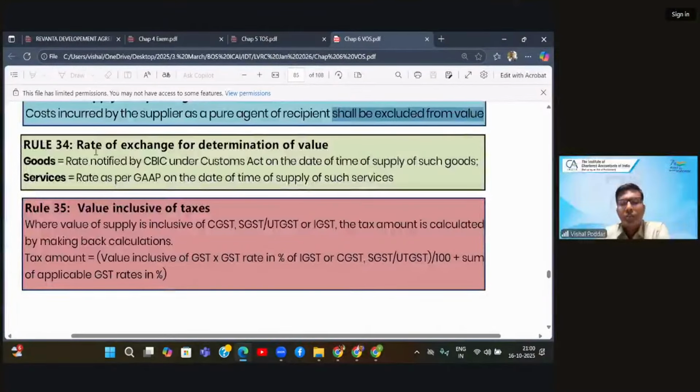Next, Rule 34 deals with what? Rate of exchange for determining value. Now, when will this be required? Whenever we are talking about import of goods or service where the original transaction value is in foreign currency.